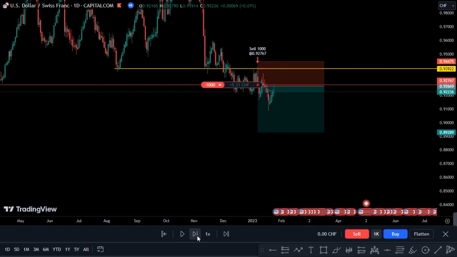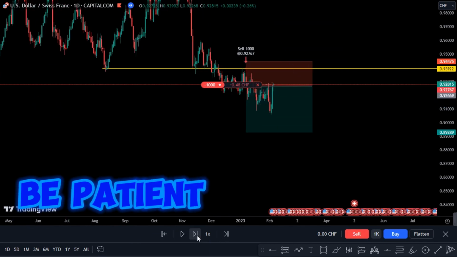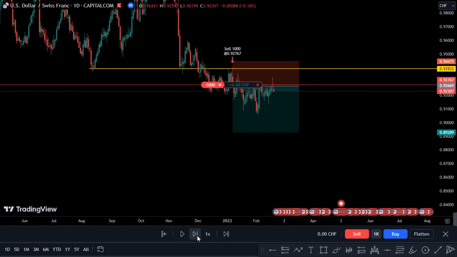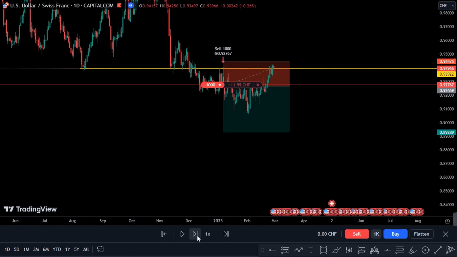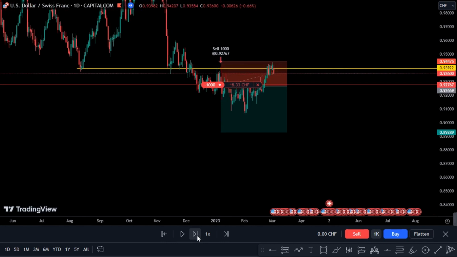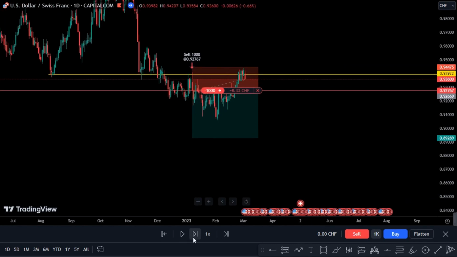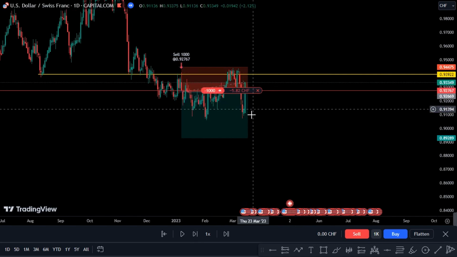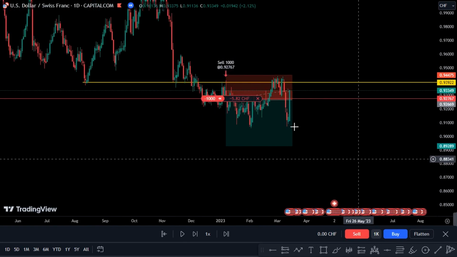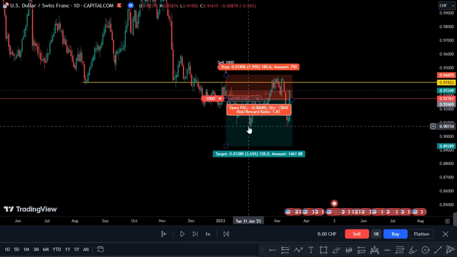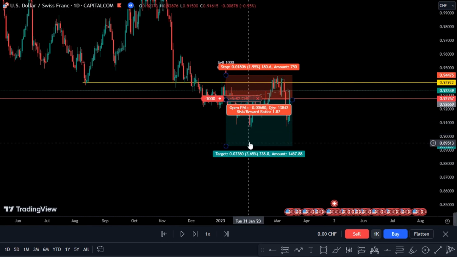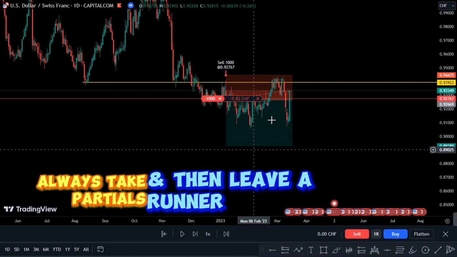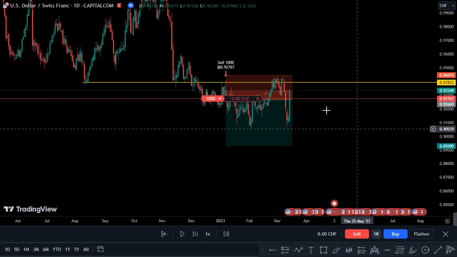As you can see, at first it becomes very stubborn, but then it ends up pushing to the downside. When you see that the market pushes towards your TP, and you are a few pips away from your TP, you bank most of your cash, and then you leave runners, put your stop loss on the entry, and then you let it run.